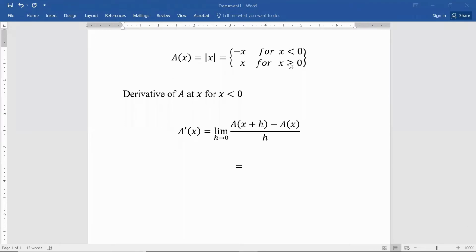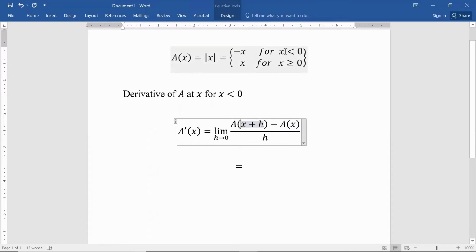We have our absolute value function here. And to find the derivative, we have to find the derivative piecewise as well. So we're going to find the derivative when x is below zero, when x is negative. So let's do that one first. X is below zero. X is negative. Well, when x is negative, as long as h is a really, really small value, then x plus h is also going to be negative.